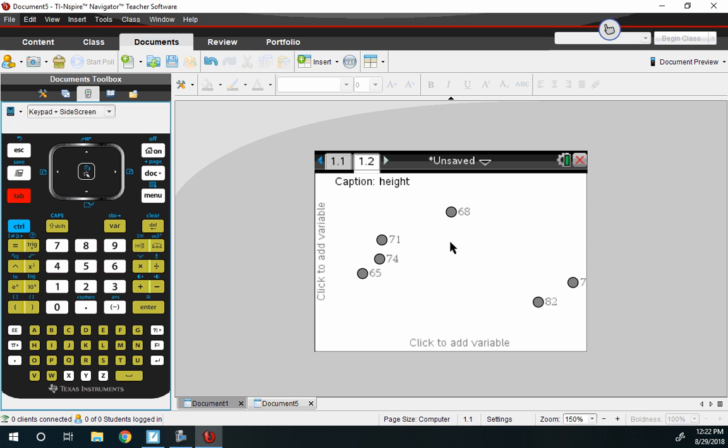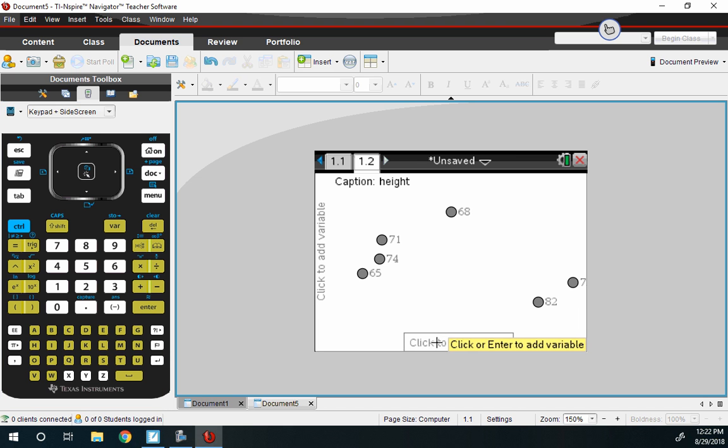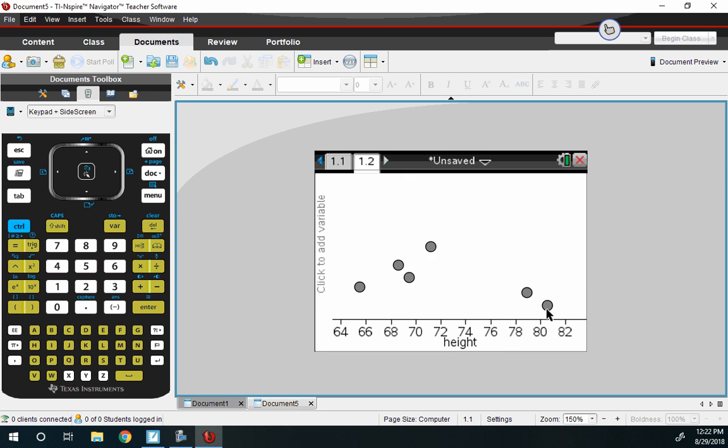What variable do we want our independent variable to be? This one down here. Height. So we'll go ahead and select height, and watch what happens. Do you see all the points fall into line? Isn't that just the bee's knees? Isn't that the cat's meow?